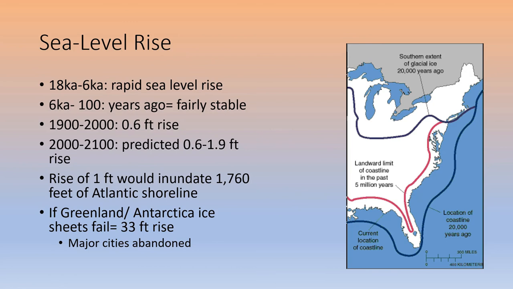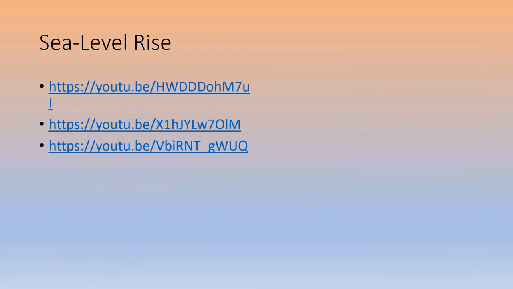But just to let you know, if all of the ice in the world melted, there would be a 33-foot sea level rise. Major cities would be abandoned, but it wouldn't flood the entire world. It wouldn't end up being a water world or anything like that by any means. There have been plenty of times in Earth's history where we've had ice-free worlds. And of course, a rise in sea level means more shoreline retreat, and we'll look at that more in the lab next week as well.